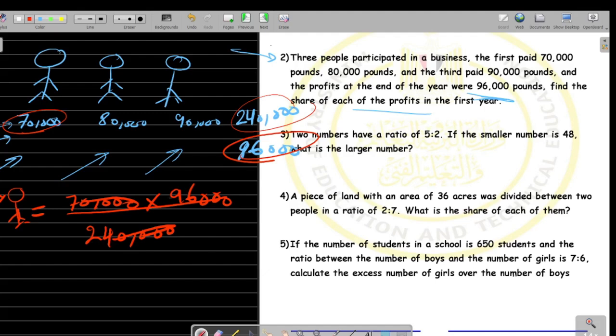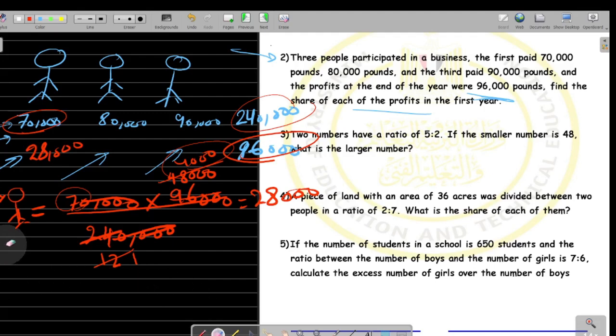24 divided by 2 will be 12. 96 divided by 2 will be 48, and we have 3 zeros. Divide by 12 equals 1, and 48 divided by 12 equals 4,000. Now let's multiply 7 times 4,000. So the first one will be 28,000. The first share is 28,000. Easy.